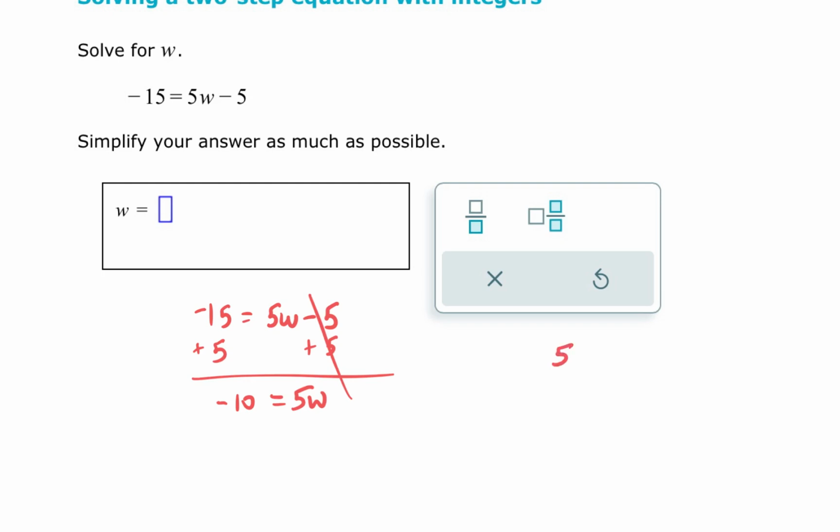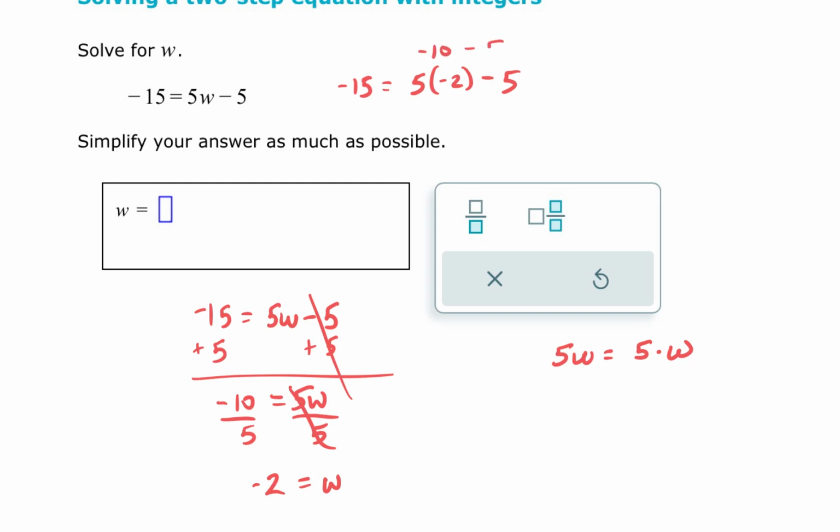And again, this 5w is equal to 5 times w, so I'm going to divide by 5 on both sides. That 5 divided by 5 will just equal 1w, so I'm going to write just w. And negative 10 split into 5 groups equals negative 2. So I can go back to my original problem. Negative 15 equals 5 times negative 2 minus 5. 5 times negative 2 is negative 10. And then negative 10 minus 5 is equal to negative 15. So I've checked w equals negative 2.